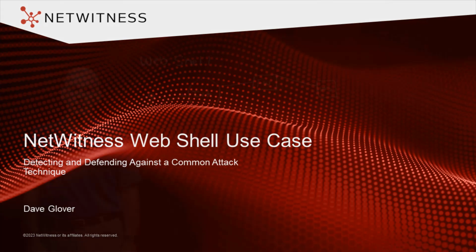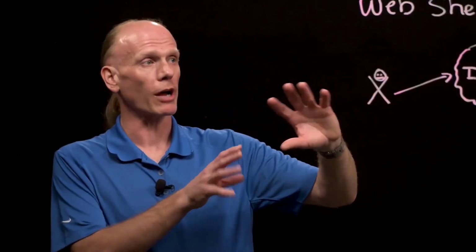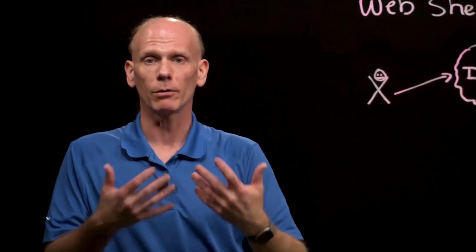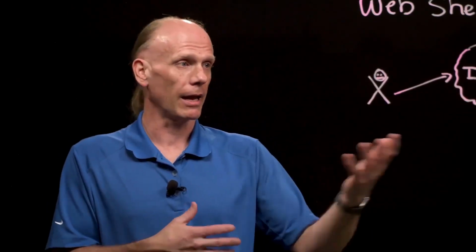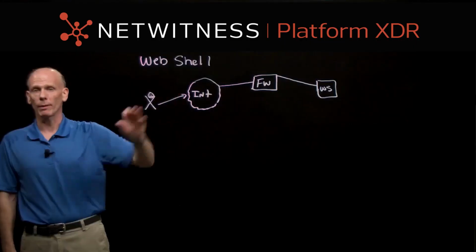We've taken some time to walk through the NetWitness architecture. We've seen what makes the RSA NetWitness platform different than the competitors and what sets it apart. I thought we'd take a couple minutes to walk through a use case and see how NetWitness could have helped detect and mitigate that risk. We're going to talk about web shell.